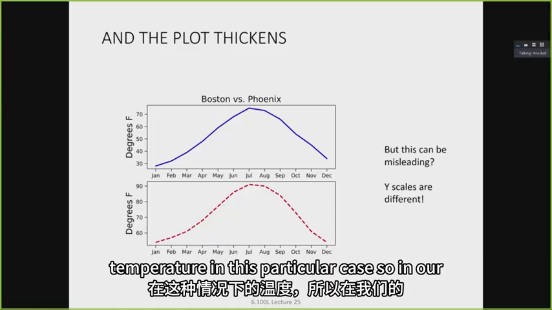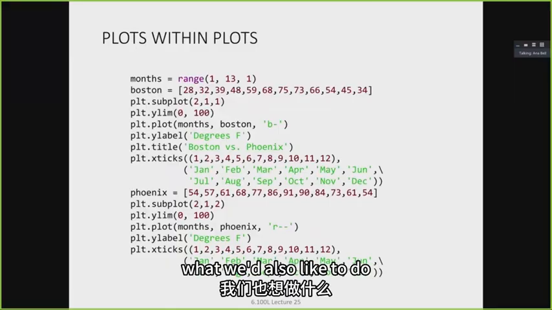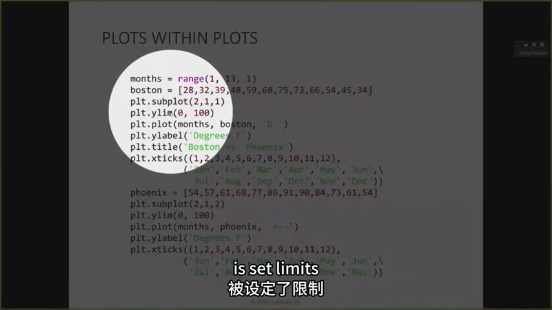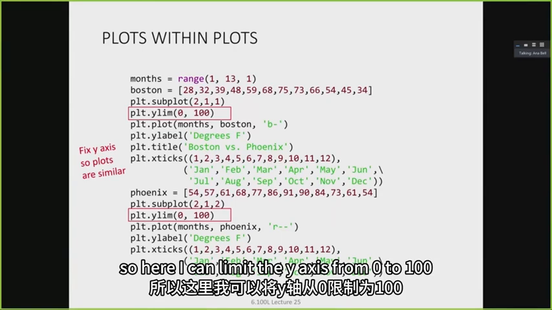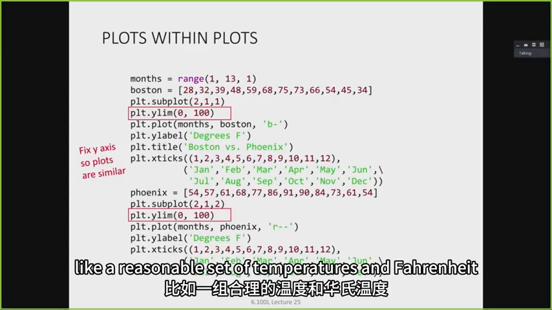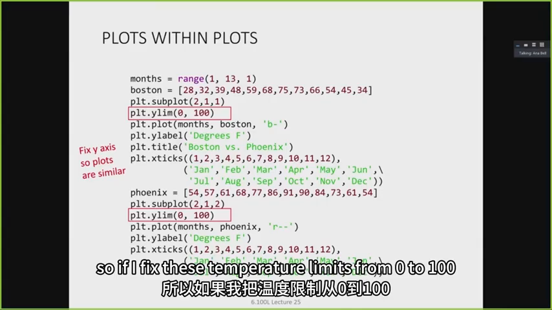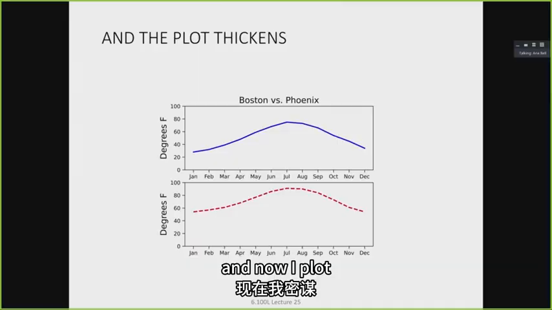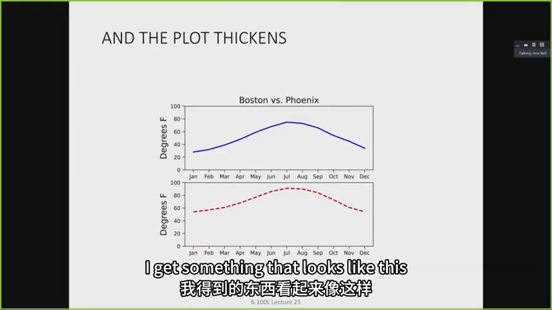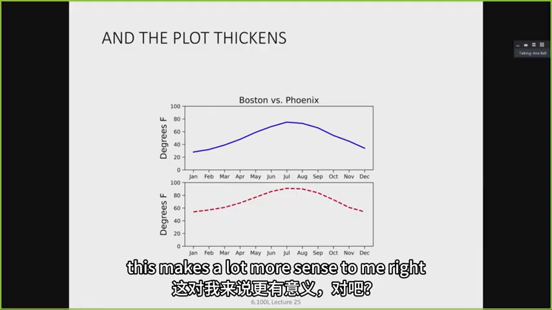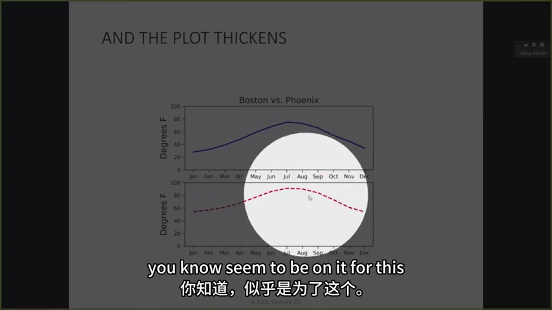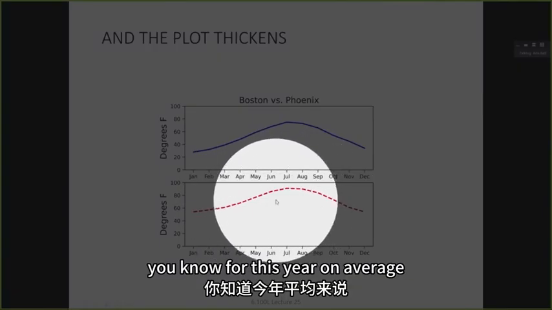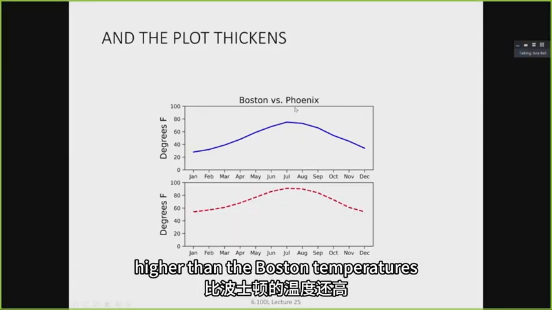So in our code, what we'd also like to do is set limits on our axes, and just the y-axis, because the x-axis is the same, right? So here, I can limit the y-axis from 0 to 100, like a reasonable set of temperatures in Fahrenheit, right? So if I fix these temperature limits from 0 to 100, and now I plot, I get something that looks like this. And now, at first glance, this makes a lot more sense to me, right? The Phoenix temperatures seem to be for this year on average higher than the Boston temperatures.